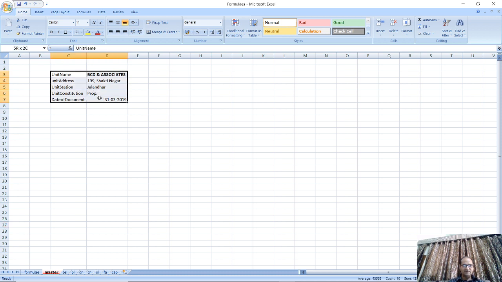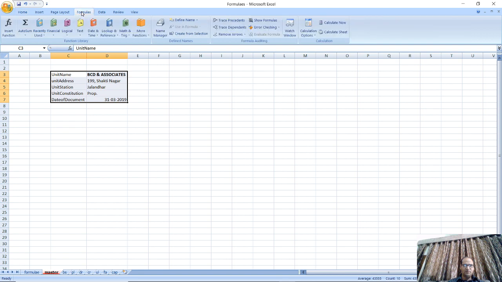Just select this range, go to the formula, under the name manager, create from selection, just uncheck the top row. Whatever is written into the left column, it should be its name, meaning thereby name of this cell is unit name, name of this cell is unit address, name of this cell is unit station, and the name of this cell is unit constitution, and this is of course the date of the document.